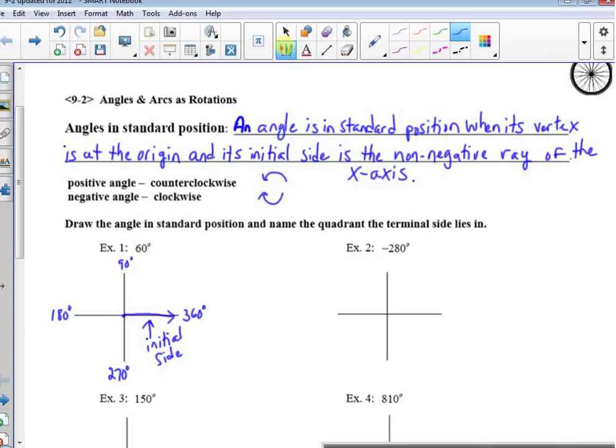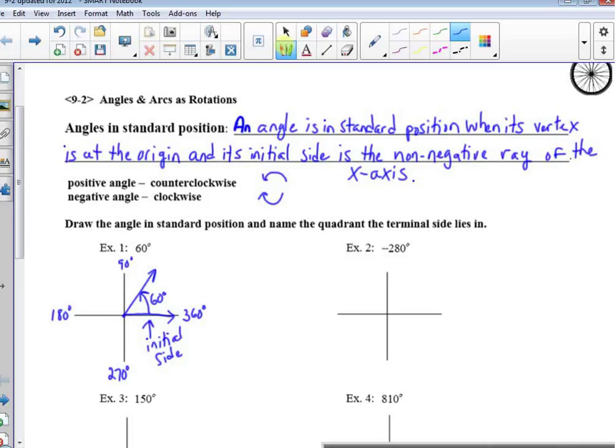So if we're going counterclockwise, it makes sense that 60 would be between 0 and 90, and these 90, 180, 270, 360 should make sense because it's in quarters. It doesn't have to be exact, it just has to be in quadrant 1. So that's how you would draw an angle of 60 degrees in standard position.